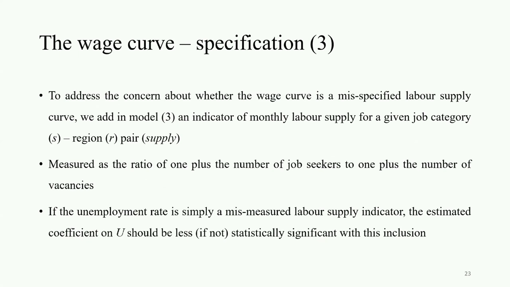The second criticism about the wage curve is related to the concern that maybe the wage curve is just a misspecified labor supply curve. To address this concern, we add to the wage curve model an indicator of monthly labor supply for a given job category-region pair, which is measured as the ratio of 1 plus the number of job seekers to 1 plus the number of vacancies. The idea here is that if the unemployment rate is just a mismeasured labor supply indicator, then when we include this supply variable into the specification, the coefficient on unemployment should not be statistically significant anymore.